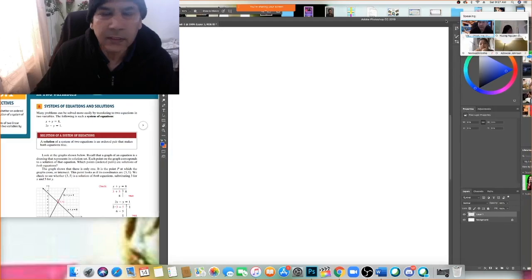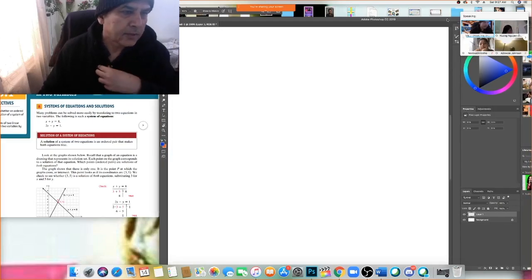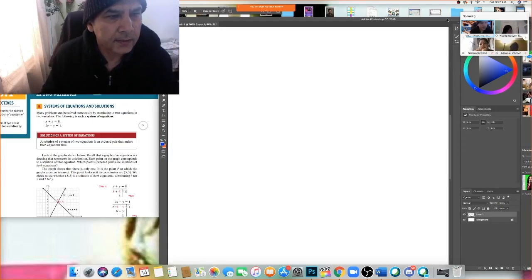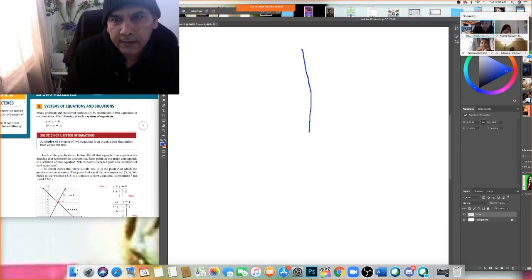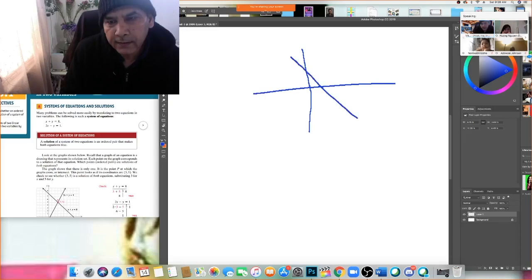So let's start. In today's lecture, we're gonna learn systems of equations and solutions, and we'll pick up one of the examples from your book. Let's say this is one of the graphs. Let's say we have here the first graph, and the second graph we have right here.